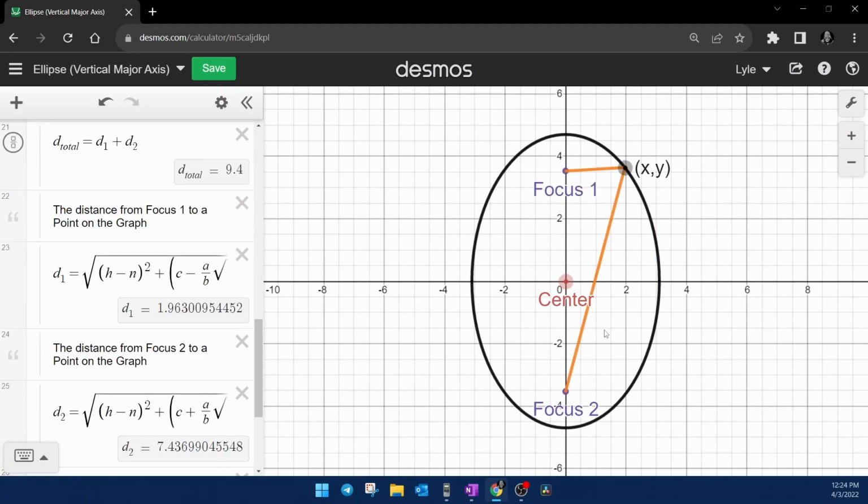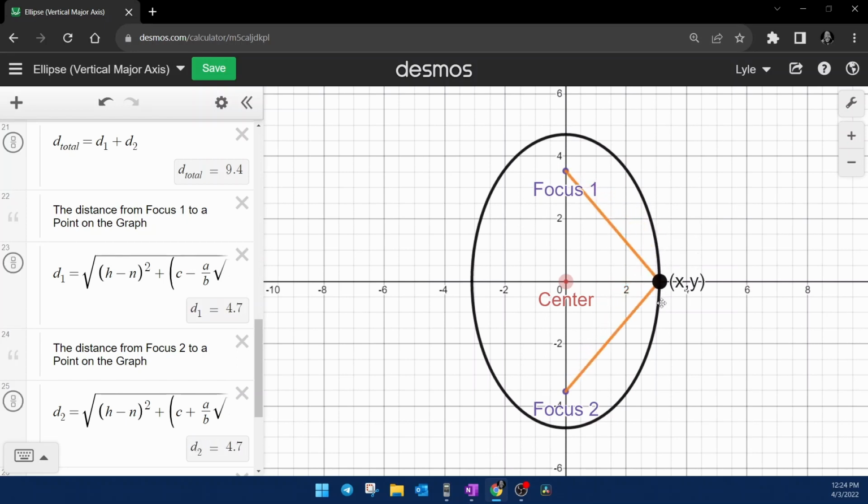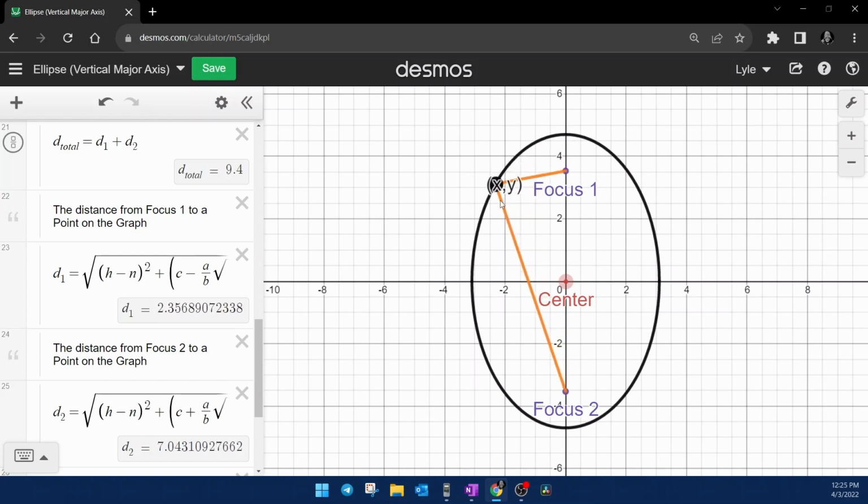And again, I want to illustrate what makes an ellipse special is that the distance from the focus to a point on the ellipse plus the distance from that point to the other focus will always be a constant. Notice as I'm moving that point around, the two lengths change, but their sum does not. And remember I said that that total distance will be the length of the major axis.